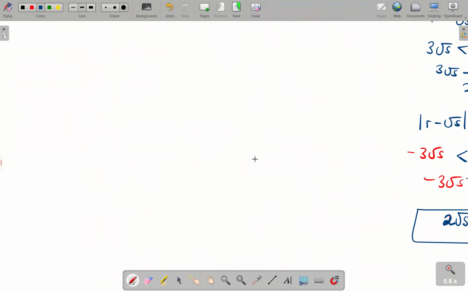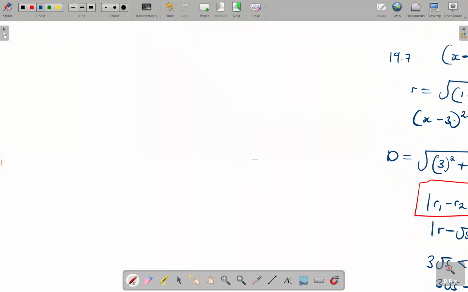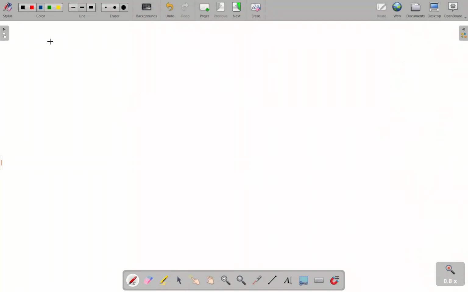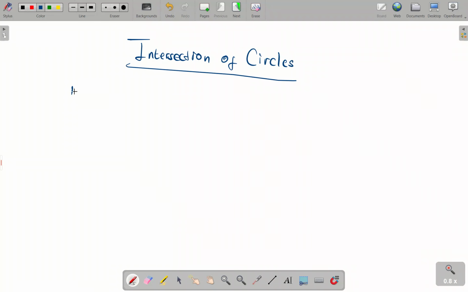So now let me just give you some notes. Now, intersections. Look at the spelling there. Intersection of cycles. Intersection of cycles.